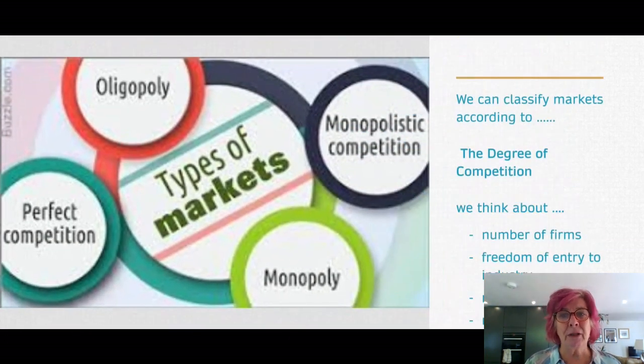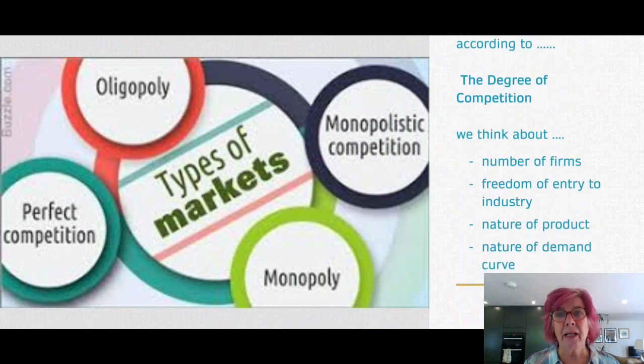So we can classify markets according to the degree of competition. And when we do so, we think about the number of firms in each market, how easy it is for businesses to come into the market and leave again. Is there something to do with the nature of the product that makes markets different? And what about the nature of the demand curve that is a result of the differences between these markets?